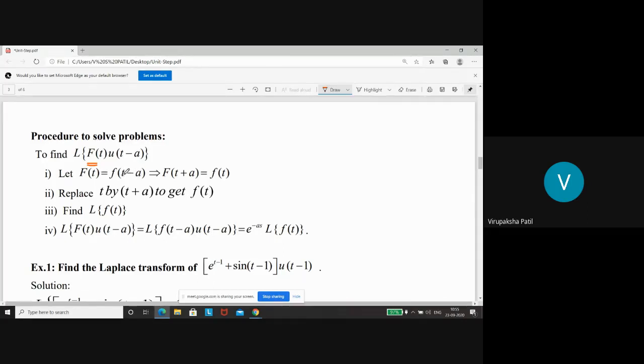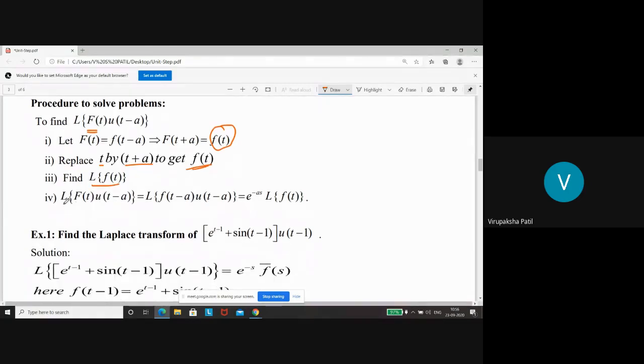So change t to t plus a. Wherever t is there, replace it by t plus a. That gives you f of t plus a, which gives you f of t. After that, apply Laplace to this f of t, and you will get the Laplace transform of f of t.